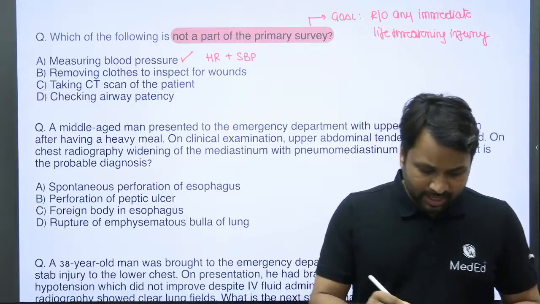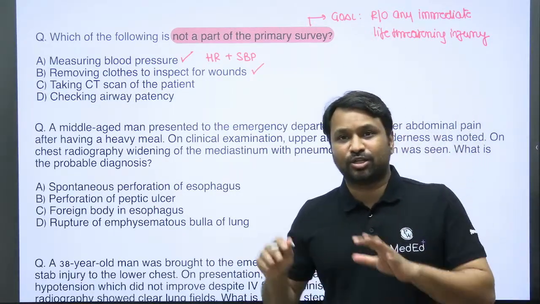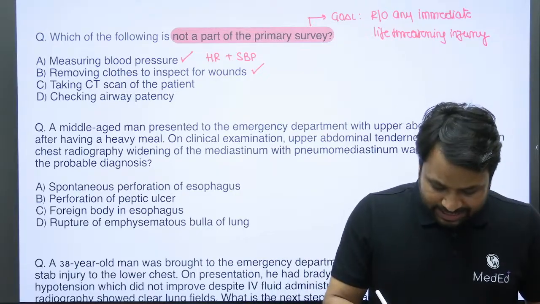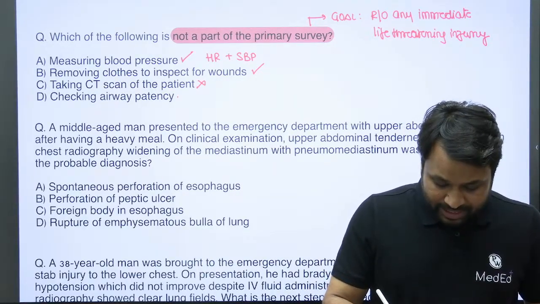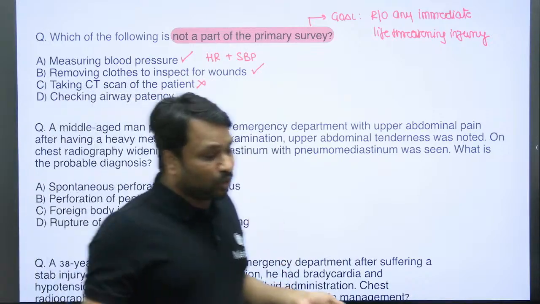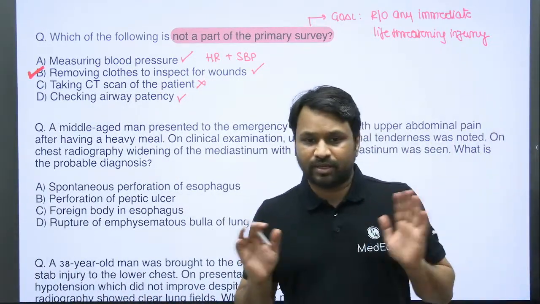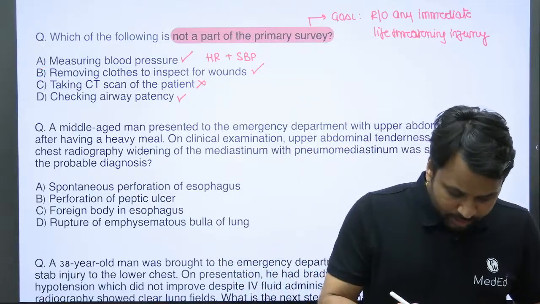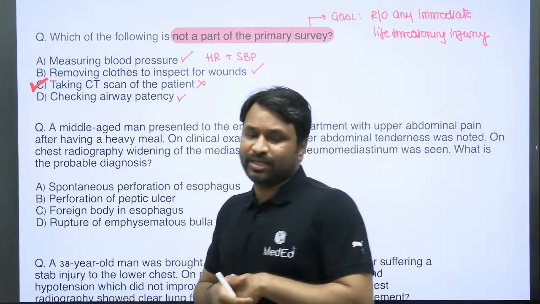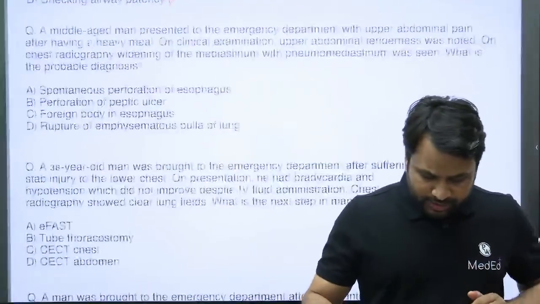the two important parameters to determine shock. Okay. Removing clothes to inspect the wound, yes, so that I know whether there's an active bleed present or not, so that I can press and compress it. CT will take time. I will never do that. Checking for airway patency is the first and the foremost important thing. So the other three are going to be for your primary survey. Sorry, C cannot be your primary survey. That is, CT cannot be the answer. Absolutely correct. Okay. So going on to the next question.